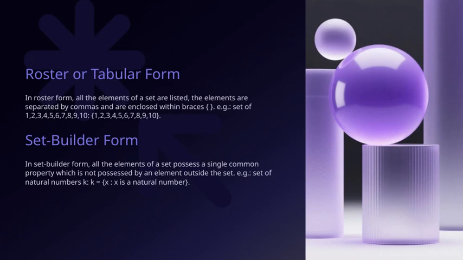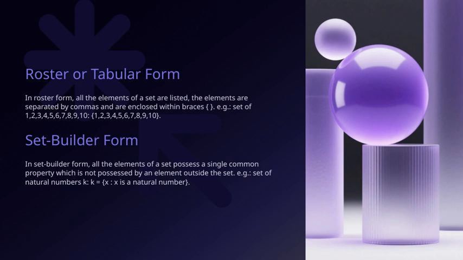Now, let's talk about set builder form. In this approach, all the elements of a set share a single common property that defines them. This property is something that only the elements within the set possess, and anything outside the set does not have this property. For example, consider the set of natural numbers. We can write it in set builder notation as K equals the set of all x such that x is a natural number. This way, we're specifying a property that characterizes every element in the set. Moving on to the set's representation, there's also the roster or tabular form.